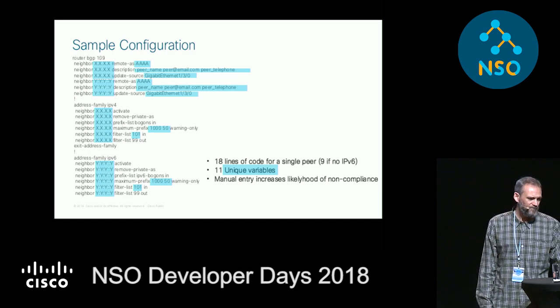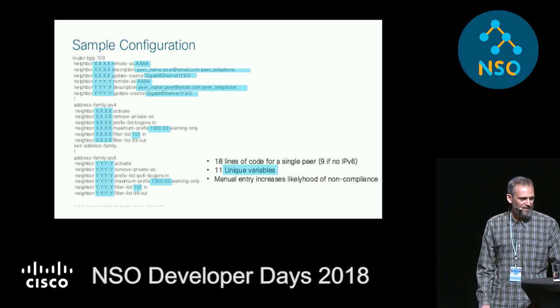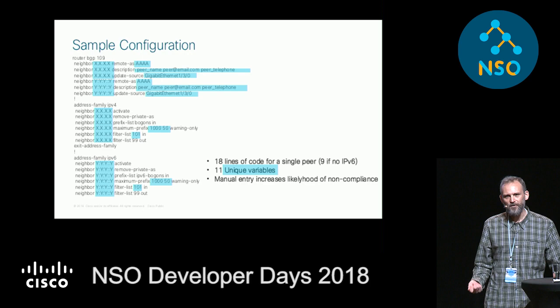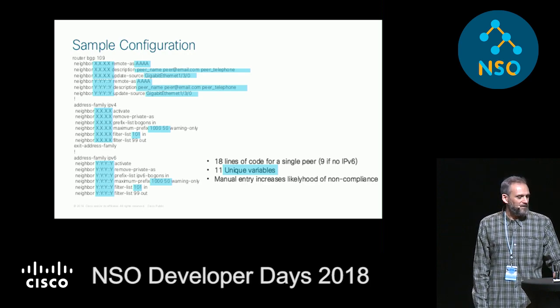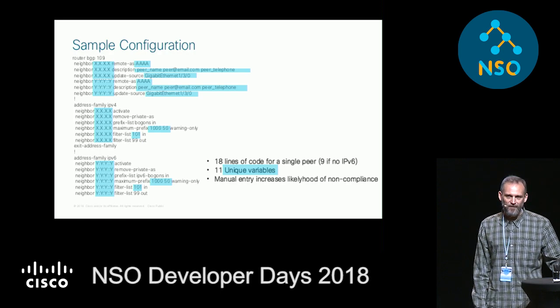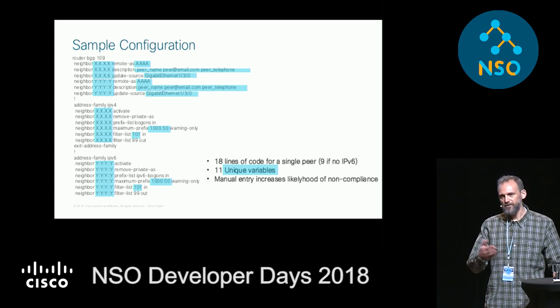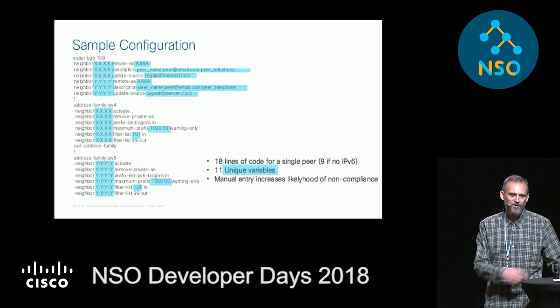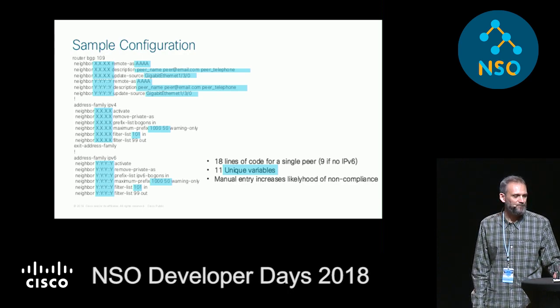BGP peer. And that's around 18 lines of CLI per peer if you're using v4 and v6, which is what we traditionally do. And again, manual entry. If you're having to do this by hand every single time, then it's likely that you're going to miss something, or if a peer actually gets removed, you're going to leave some of the entries in there as well.